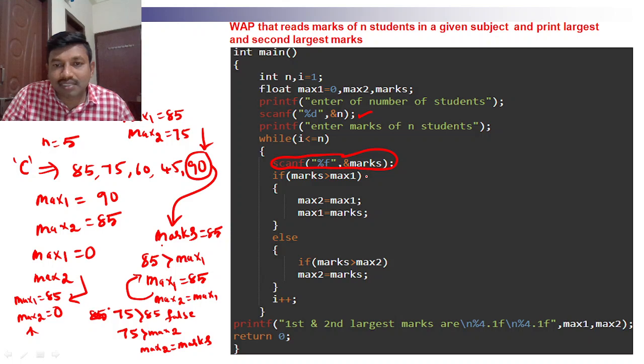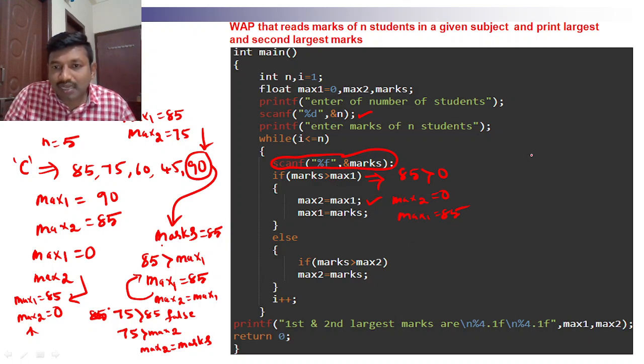When I scan the marks, I will just compare them. As I said earlier, 85 is compared and is greater than 0. Yes, absolutely. So I update max 2. Then max 2 becomes 0 and max 1 becomes 85. Am I right? Fine. So this will be executed the first time.